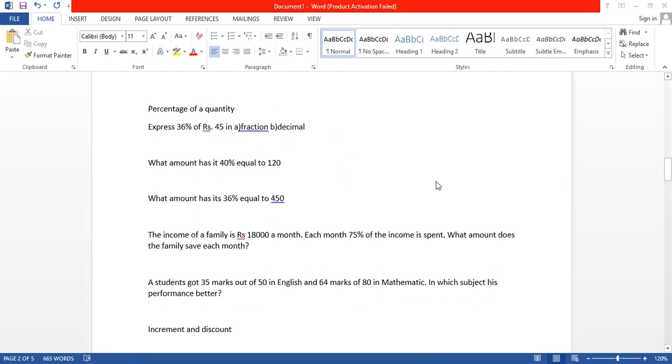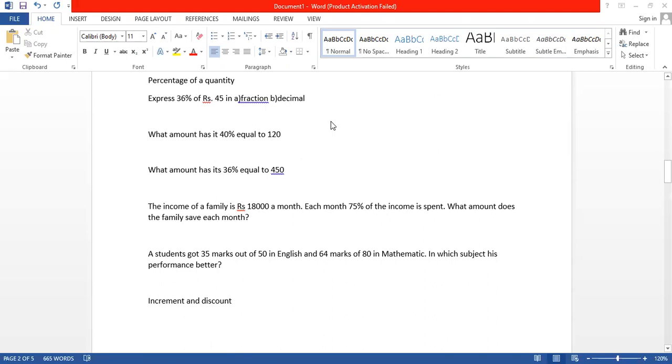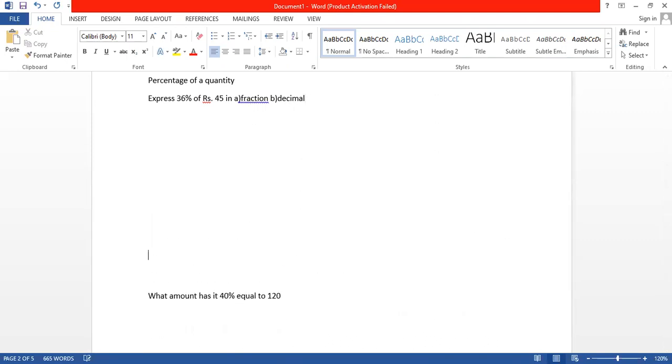Now percentage as a quantity. It means we're going to express percentage as a quantity of another number. So the first example over here is express 36% of rupees 45. Basically, we're asking what is 36% of 45 over here, and we need to express the answer in fraction and then in decimal form as well.